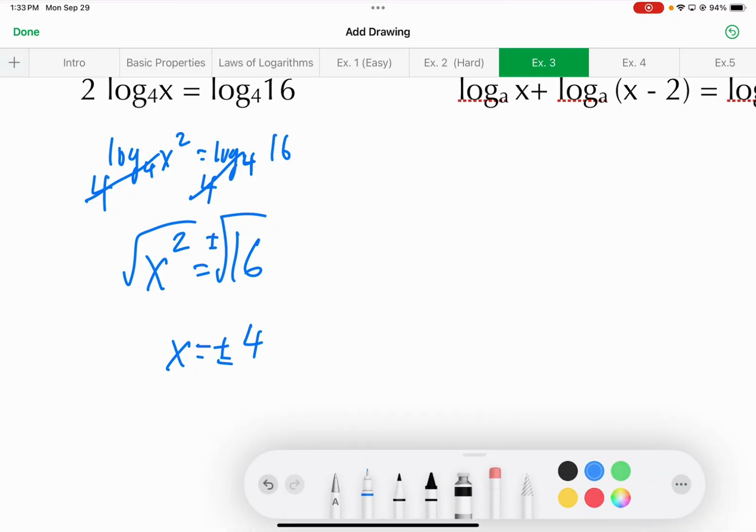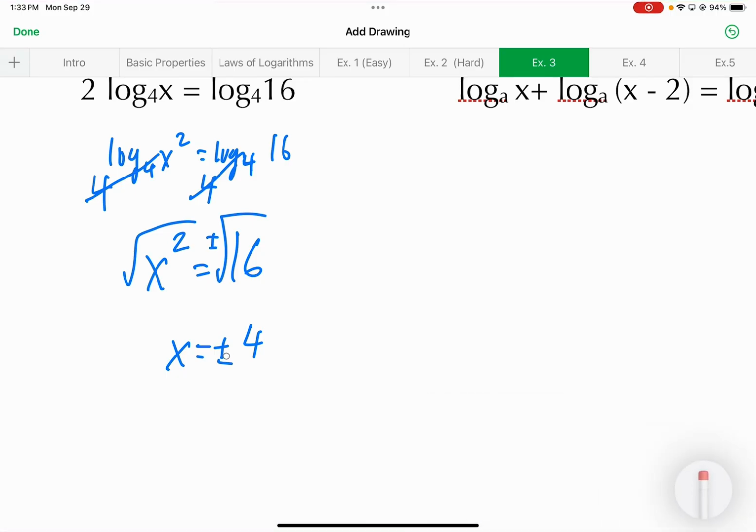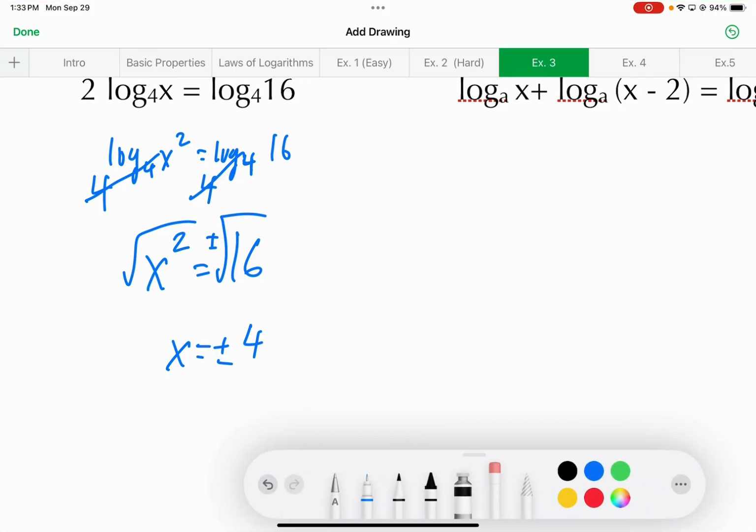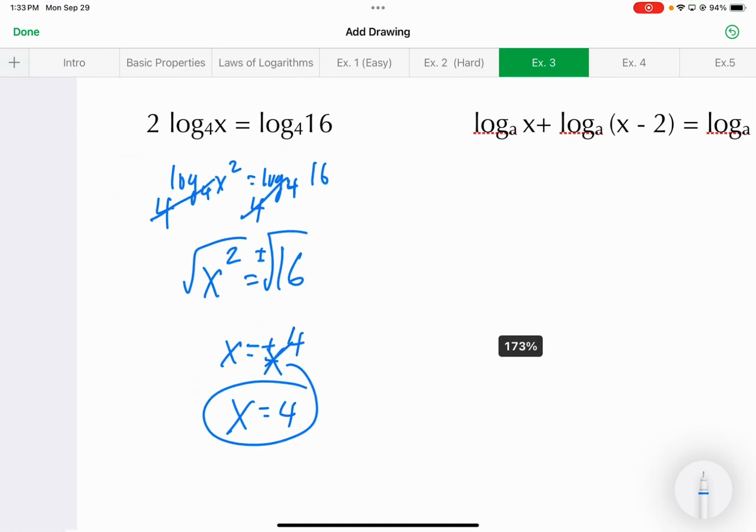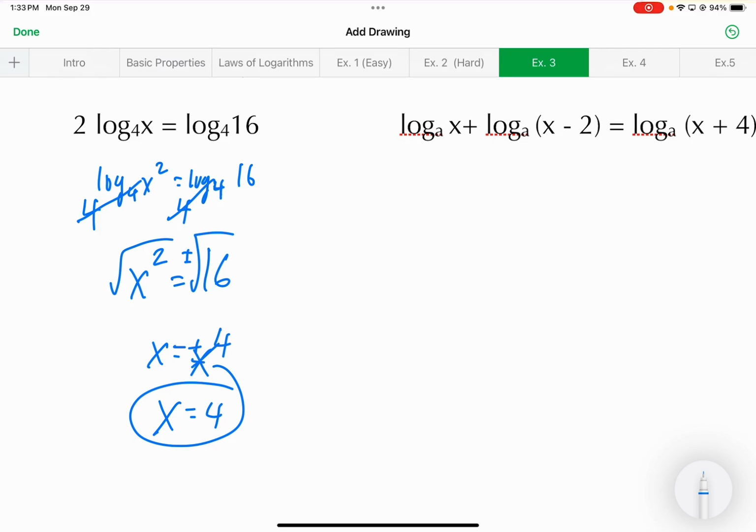However, what type of numbers work with the domain of log? Yeah, just positive numbers. You guys hopefully remember that from Friday. But we cannot take log of a negative number. So because of that, my only answer is going to be x equals positive 4. So that negative will not work, and I just get x equals positive 4. Okay? And I could check that by if I plug positive and negative 4 into my original equation, can't take log of a negative number.